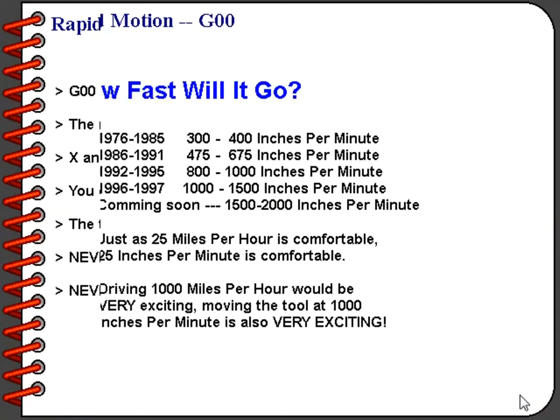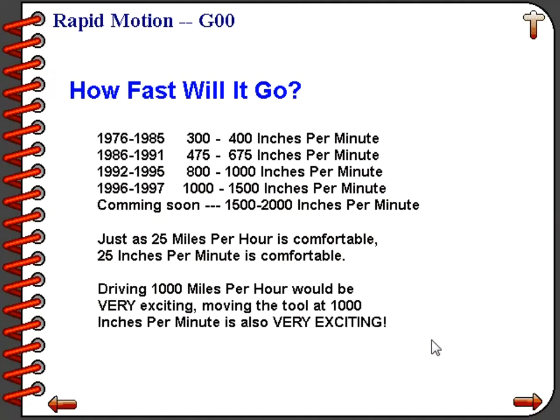Just how fast will the machine go? Well, take a look at that chart below. In 1976, up until about 1985, the machines were rapiding at 300 to 400 inches per minute. Nowadays, in the year 1996 through 1997, the machines are going at 1,000 to 1,500 inches per minute.